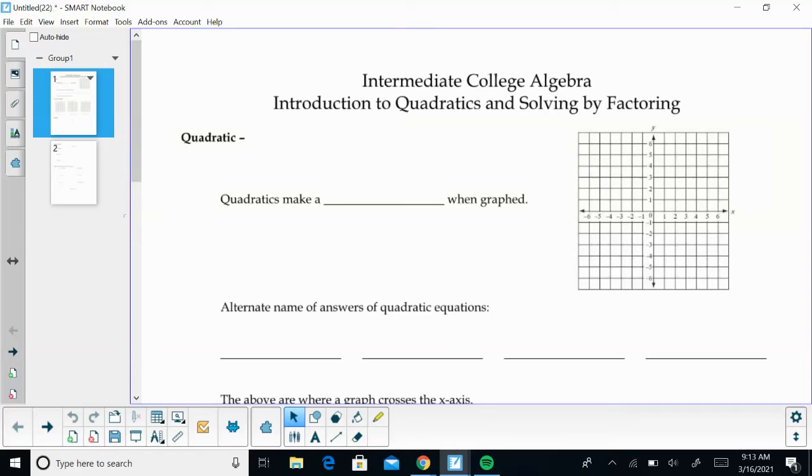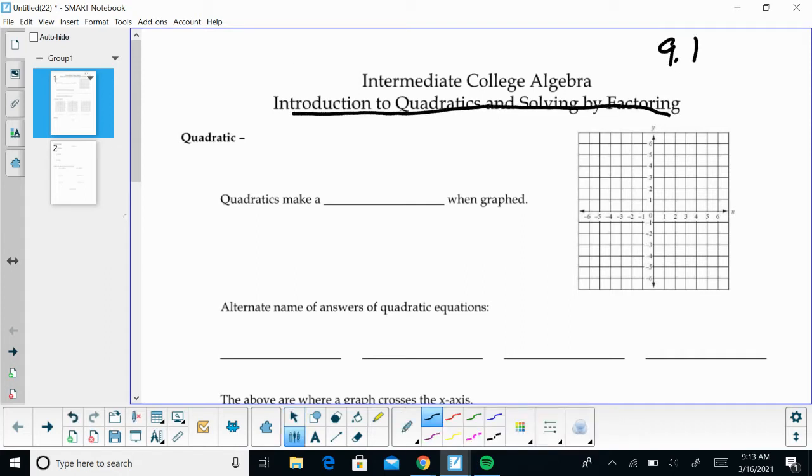All right, guys, this is the first lesson in Unit 9. So this is 9.1, Introduction to Quadratics and Solving by Factoring. So first of all, we want to talk about the quadratic form. Specifically, we're going to be working with the standard form, which is ax squared plus bx plus c equals 0.